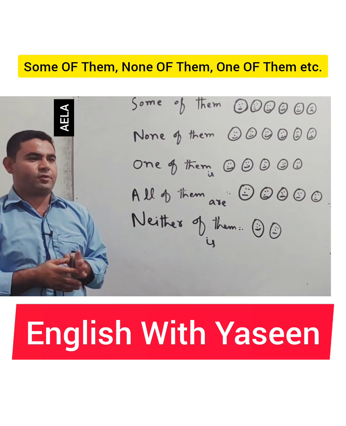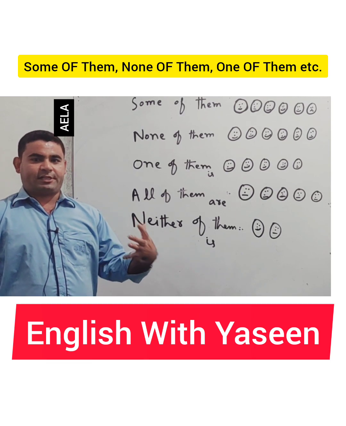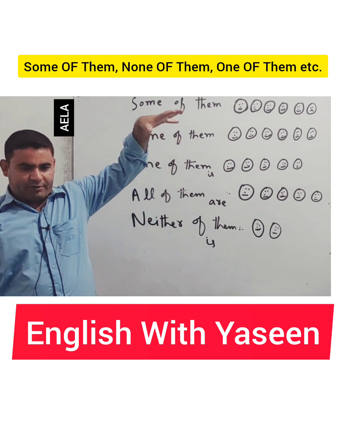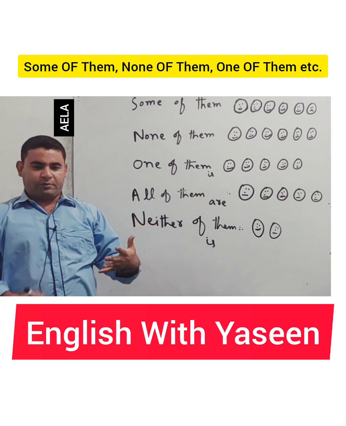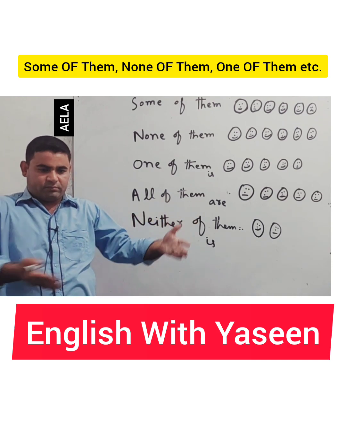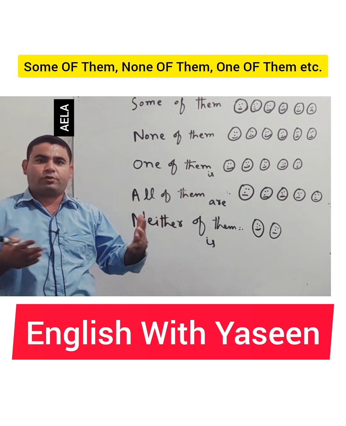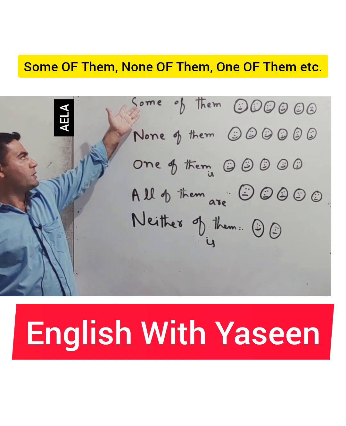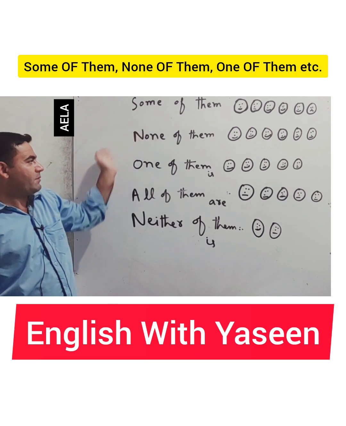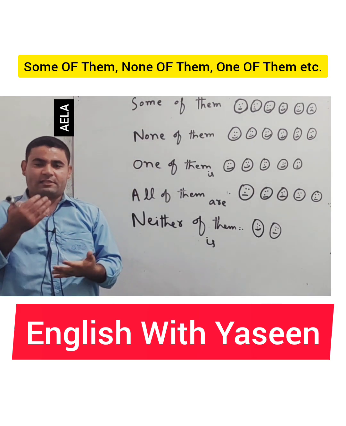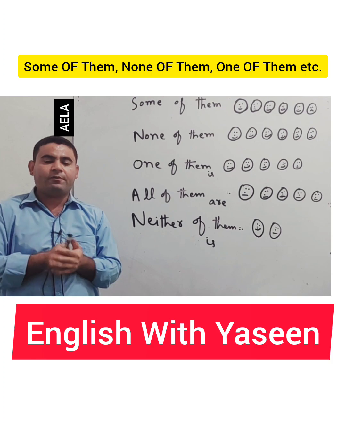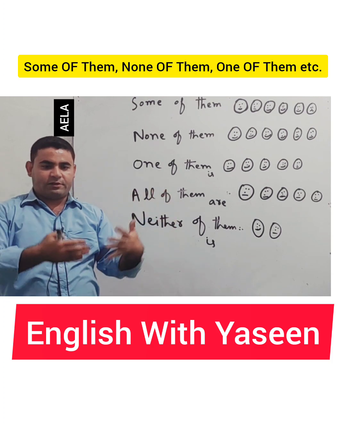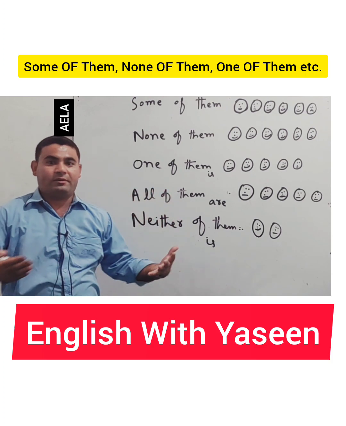Today we're going to be talking about another interesting topic. As you know, in our previous class we talked about one of the students, one of the ladies, one of the places; we talked about the nouns. So today we'll talk about some of them, one of them, none of them. You can say it's part 2 of our previous video, and today we're talking about the pronouns as well.